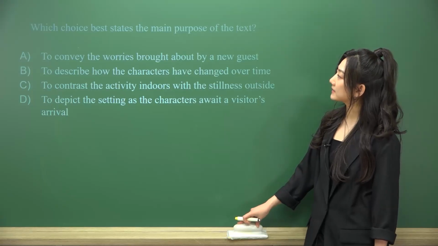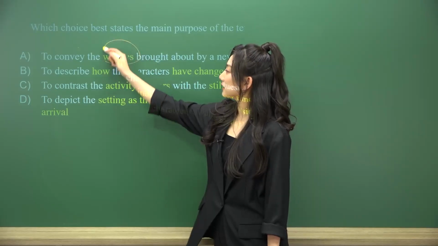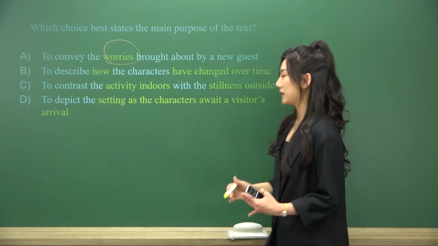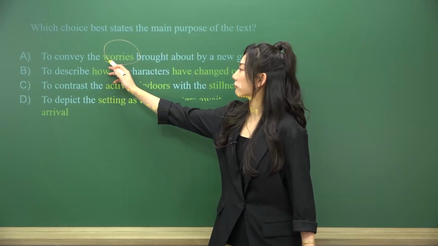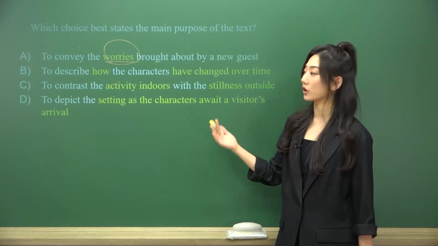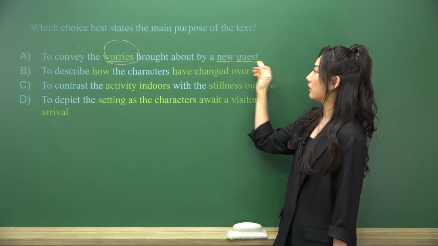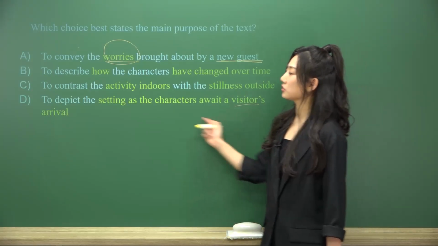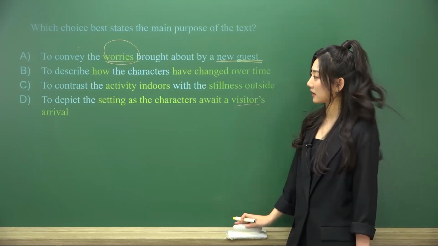Okay, which choice best states the main purpose of the text? A, to convey the worries. To focus on depict, contrast, describe, and convey are going to be taking a lot longer and feeling less certain than finding other keywords. Worries is very different from any of the other words within B, C, and D. So that's how I determine whether something is considered a keyword or not. Definitely key. To convey the worries brought about by a new guest. I guess you can also incorporate new guest, but there's also visitor here in D, so it's easier to check for worries than it is to check for new guest and visitor, right? They essentially mean the same thing.